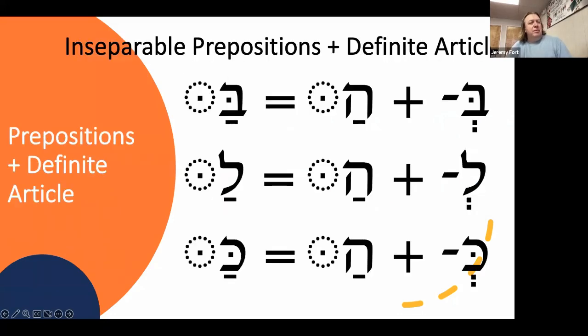So, okay. And then we've looked at prepositions and definite articles. A couple of things, just quick reminders. Prepositions are inseparable. They never stand alone. They're always attached to the front of a word. The bet, the lamed, and the kaf are our most common ones that we'll see. In, with, among is usually that bet. The lamed is usually to or for, sometimes with. And the kaf is most often like, according to.